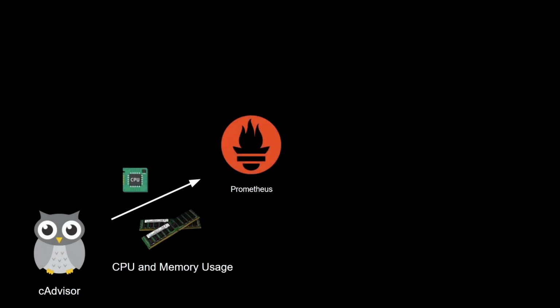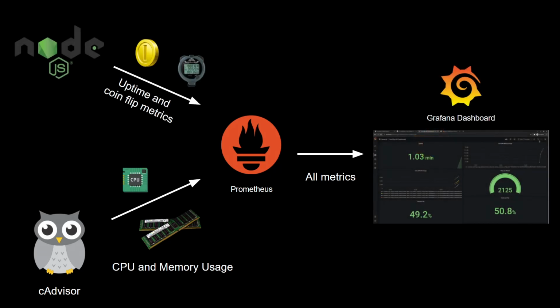cAdvisor exposes hardware metrics such as CPU and memory usage. Prometheus is a monitoring tool that will aggregate the metrics from cAdvisor as time series data for Grafana to visualize. Finally, we will create our own custom metrics to better understand our application's behavior.